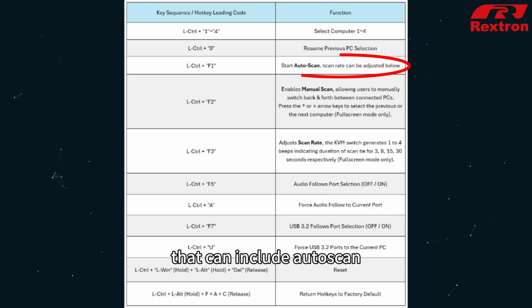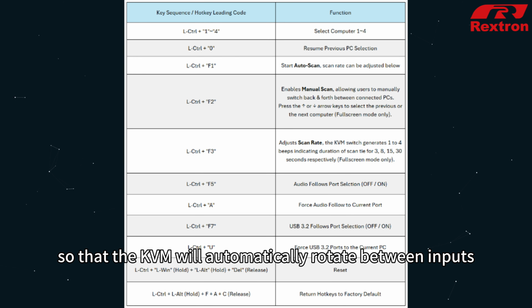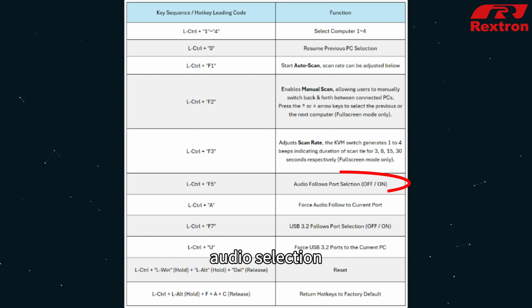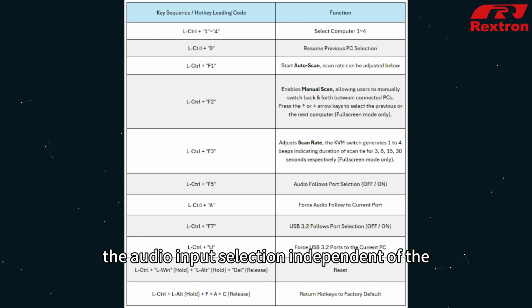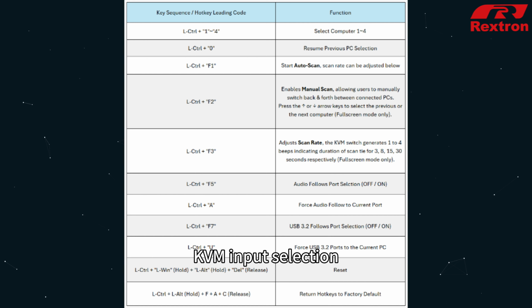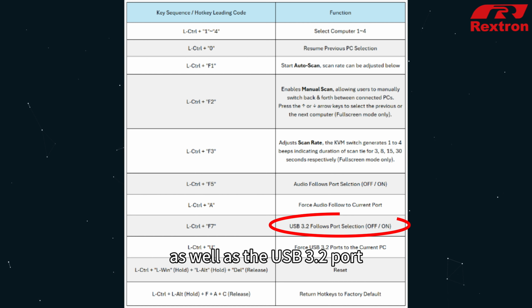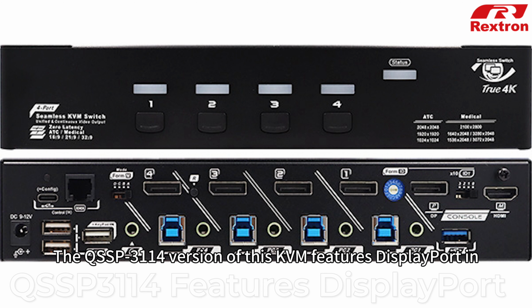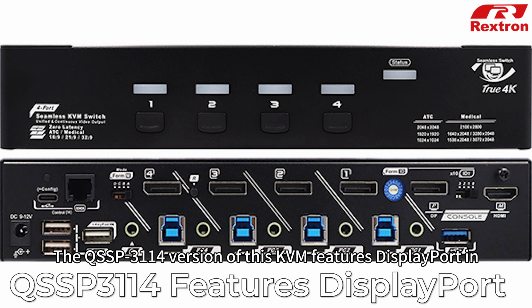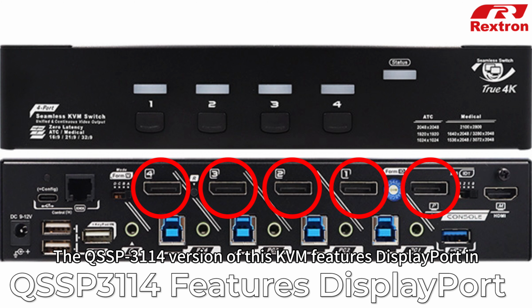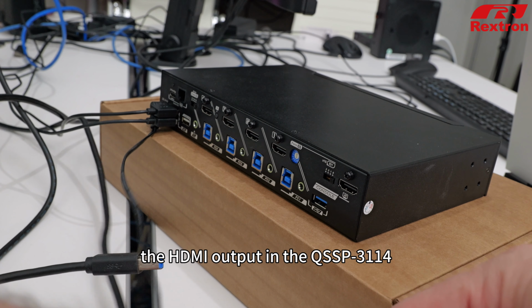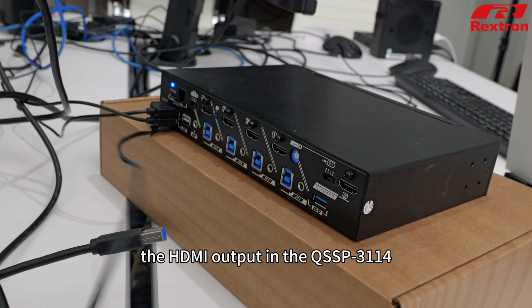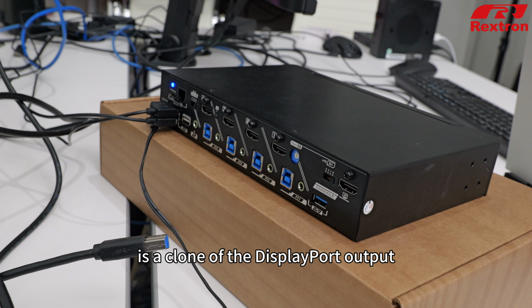That can include auto scan, so that the KVM will automatically rotate between inputs. Audio selection, meaning that you can control the audio input selection independent of the KVM input selection, as well as the USB 3.2 port. The QSSP-3114 version of this KVM features DisplayPort-In, as well as DisplayPort and HDMI out. The HDMI output in the QSSP-3114 is a clone of the DisplayPort output.